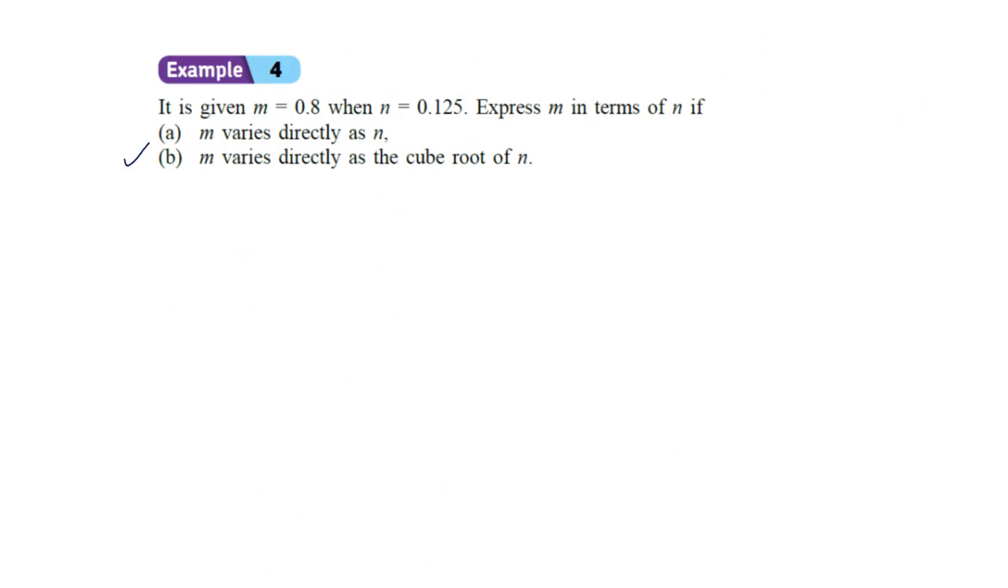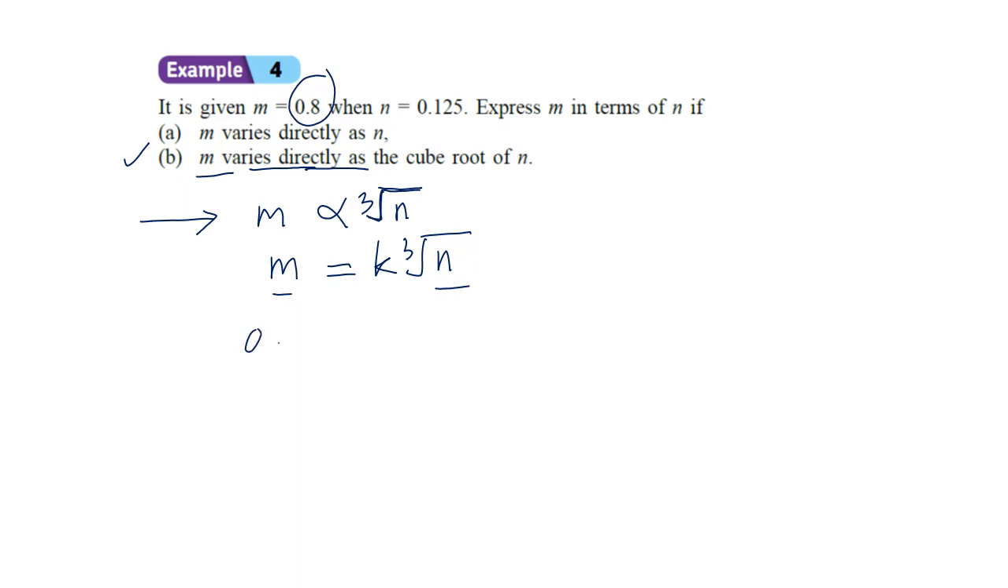Okay, B. M varies directly as the cube root of n. That means the cube root of n. So that is the first step. Then you change into equation form. M equal to, you must have k cube root of n. Then you substitute your m and your n.